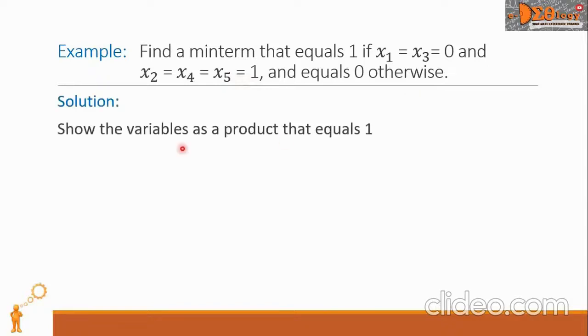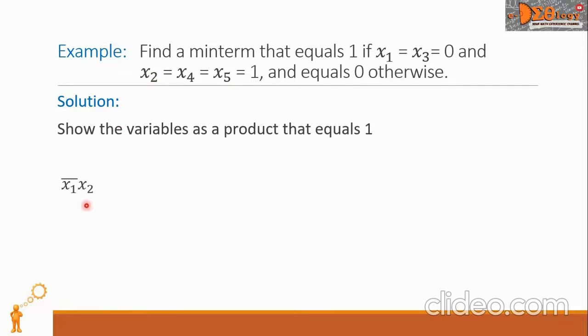For our solution, we're going to show the variables as a product that equals 1. It means let us begin with x sub 1. For our x sub 1, we will write here the complement of x sub 1. Since our x sub 1 here is 0, the complement is 1. So for the x sub 1, we write its complement, followed by the x sub 2. X sub 2 here is equal to 1, so we will just copy this as is.